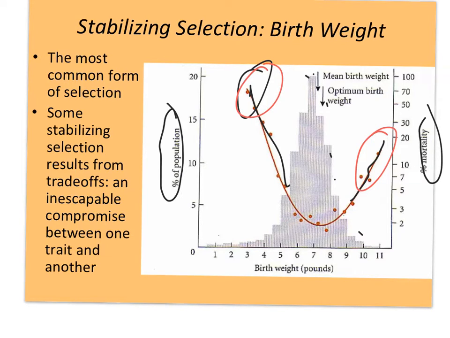What about preemies? Babies that are born too soon. Are they usually healthy? No. Okay, why are they born too soon? There's usually a problem. Okay? So we can see that preemies definitely have higher mortality, lower survival.